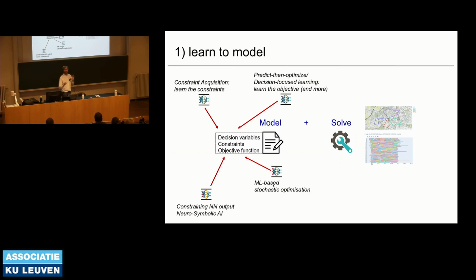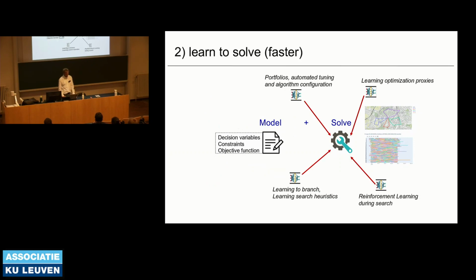And then there are many other forms of integrations, for example, machine learning-based stochastic optimization, and much, much more, also beyond this summer school, obviously. So that's that first big family of techniques where machine learning is used to learn part of the problem specification. And then that second big family of techniques is methods to learn to solve faster.